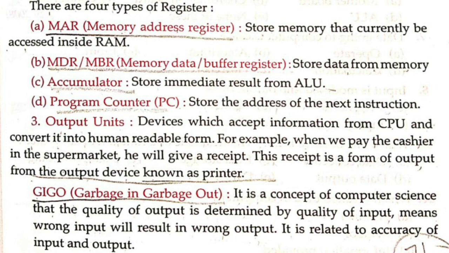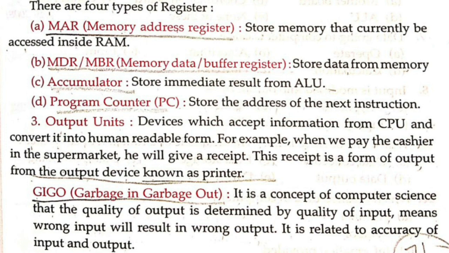Output units are devices which accept information from the CPU and convert it into human readable form. For example, when we pay the cashier in the supermarket, he will give a receipt. This receipt is a form of output from the output device known as a printer.